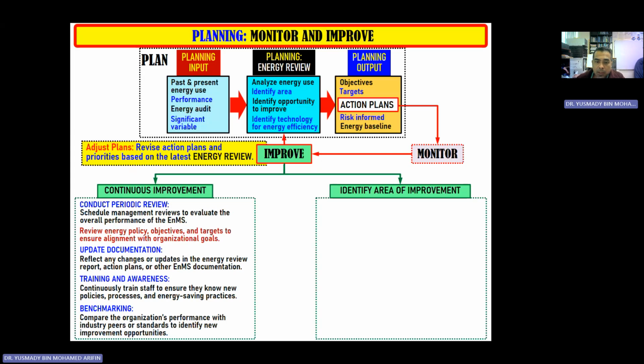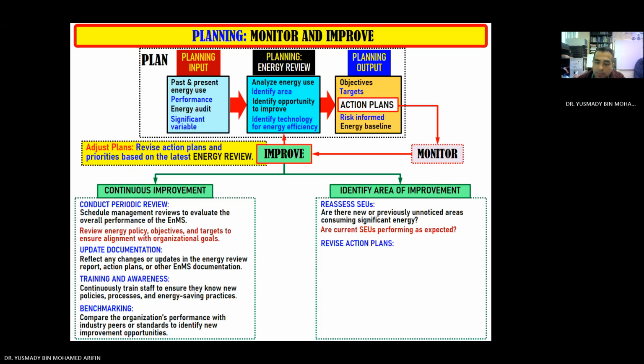So in order to make improvement also, we need to identify area of improvement, such as we need to reassess the SEU, we call significant energy use. So we need to identify the new area of improvement. So we need to ask, are there new or previously unnoticed areas consuming significant energy? And also we need to ask, are current SEUs performing as expected?